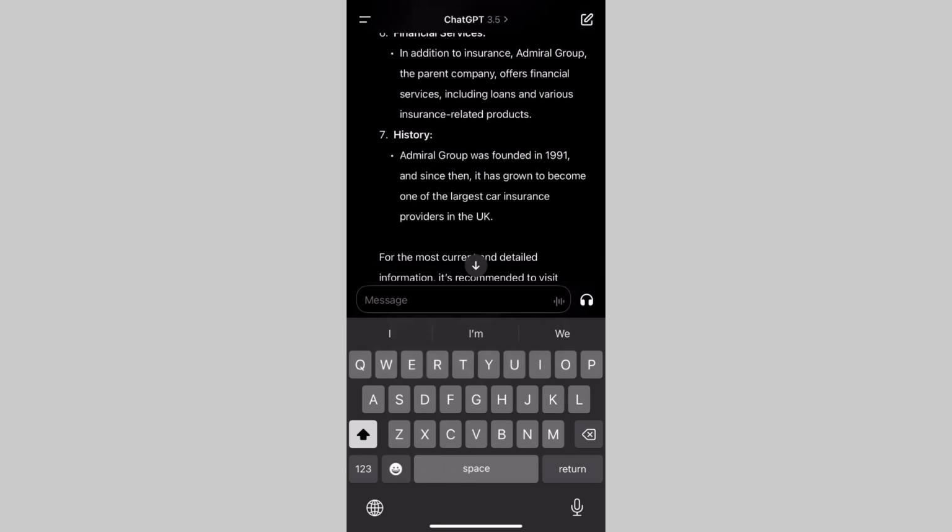Number seven, history. Admiral Group was founded in 1991, and since then it has grown to become one of the largest car insurance providers in the UK.